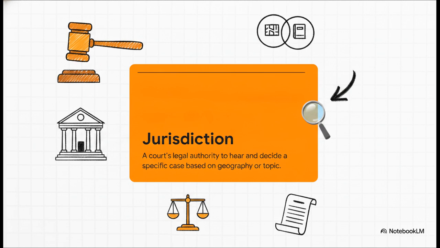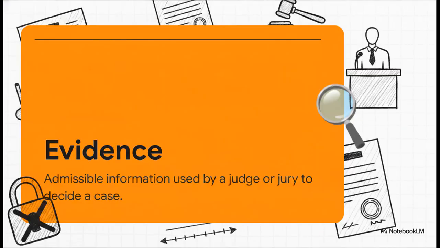If a dispute doesn't belong in a court's specific geographic or legal lane, well, that court simply has no power to rule on it. Next up is evidence. This is the admissible information, think sworn depositions or physical items, used by a judge or jury to actually decide the case. And the rules here are incredibly strict.